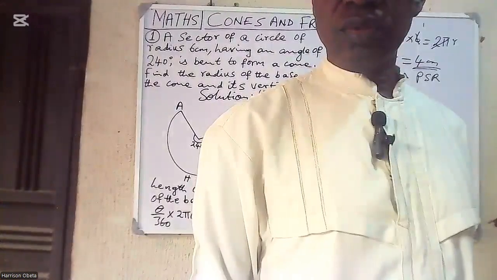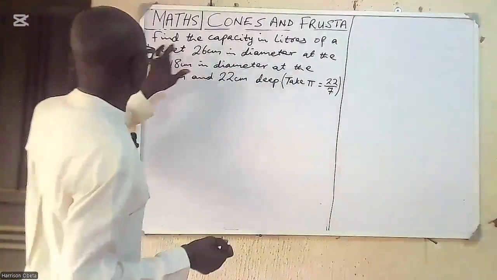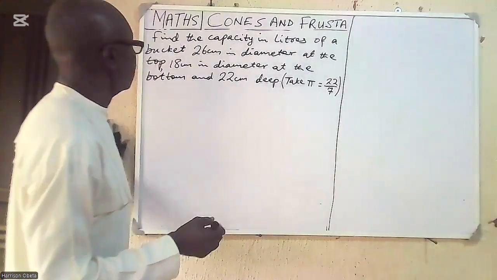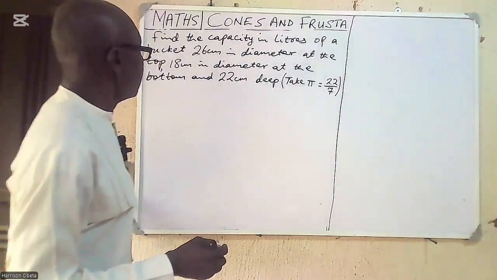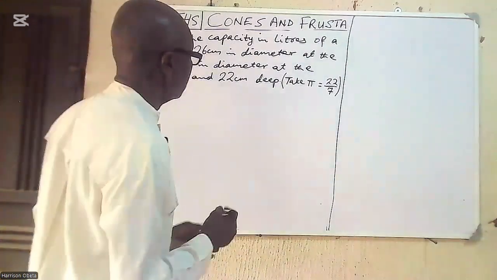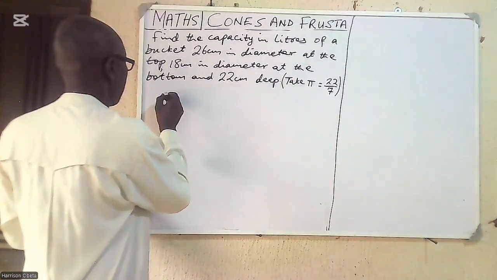We'll soon go over to question number 2 on the board. Find the capacity in liters of a bucket 26 cm in diameter at the top, 18 cm in diameter at the bottom, and 22 cm deep. Take pi as 22/7. So first of all, we draw the bucket.